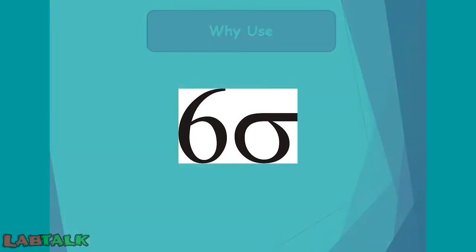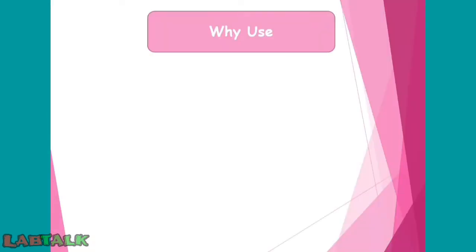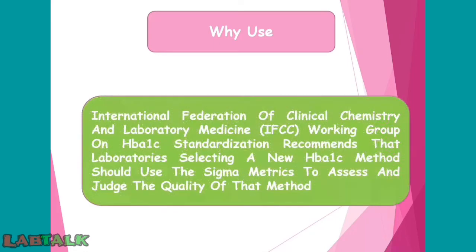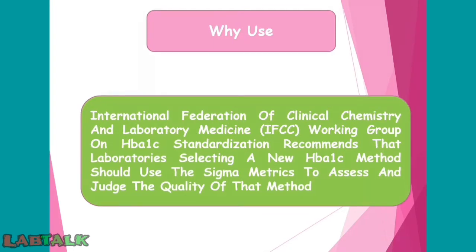If we see the recommendations of the International Federation of Clinical Chemistry and Laboratory Medicine Working Group on HbA1c, they also recommend that the standardization of methods in laboratory for HbA1c should be done based on Six Sigma matrix assessment, and judge the quality of the method using the Six Sigma matrices.